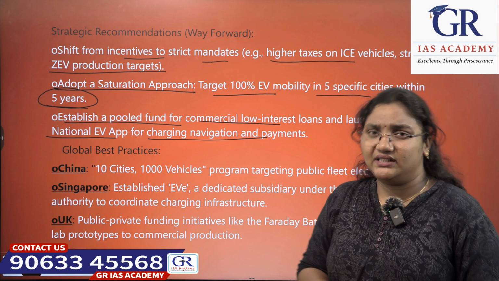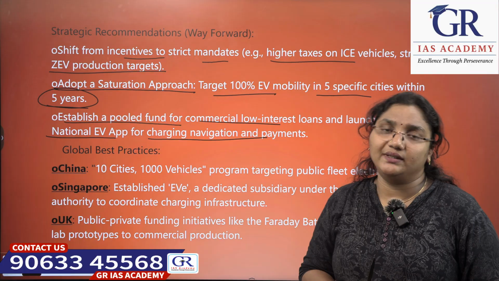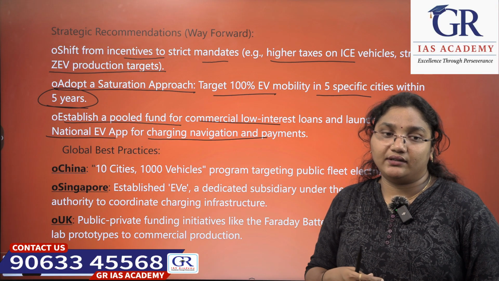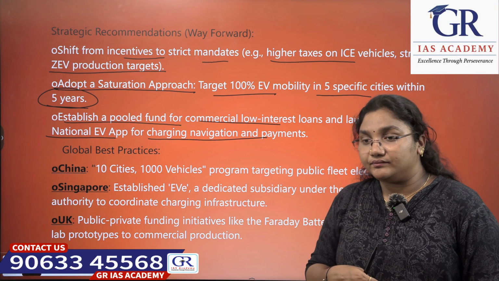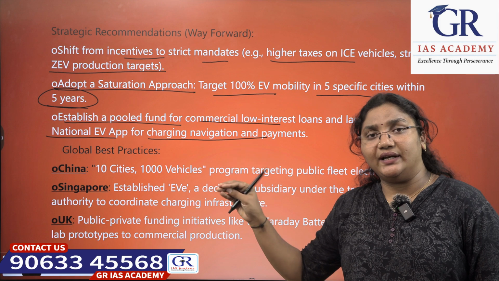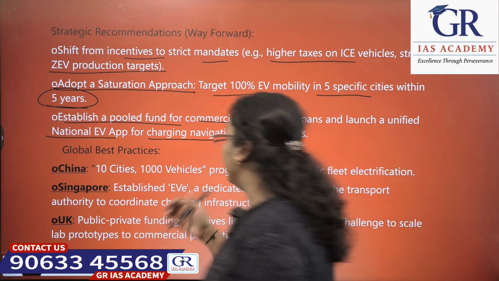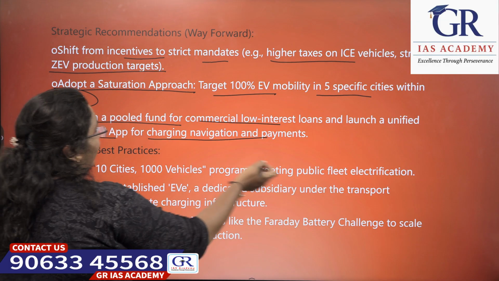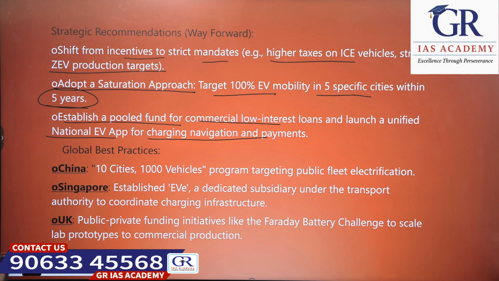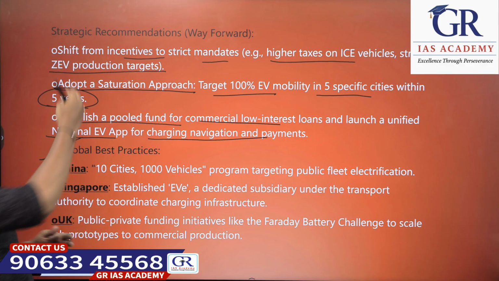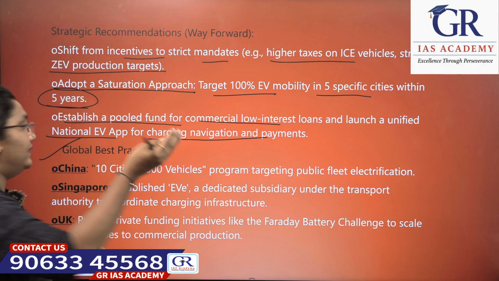Basically, this is a major concern according to me. If we go out with an electric vehicle, we don't know where the charging points are located. For that also we need an app, like a unified national EV app. Okay, next, coming to the global practices, these are a few ways forward.